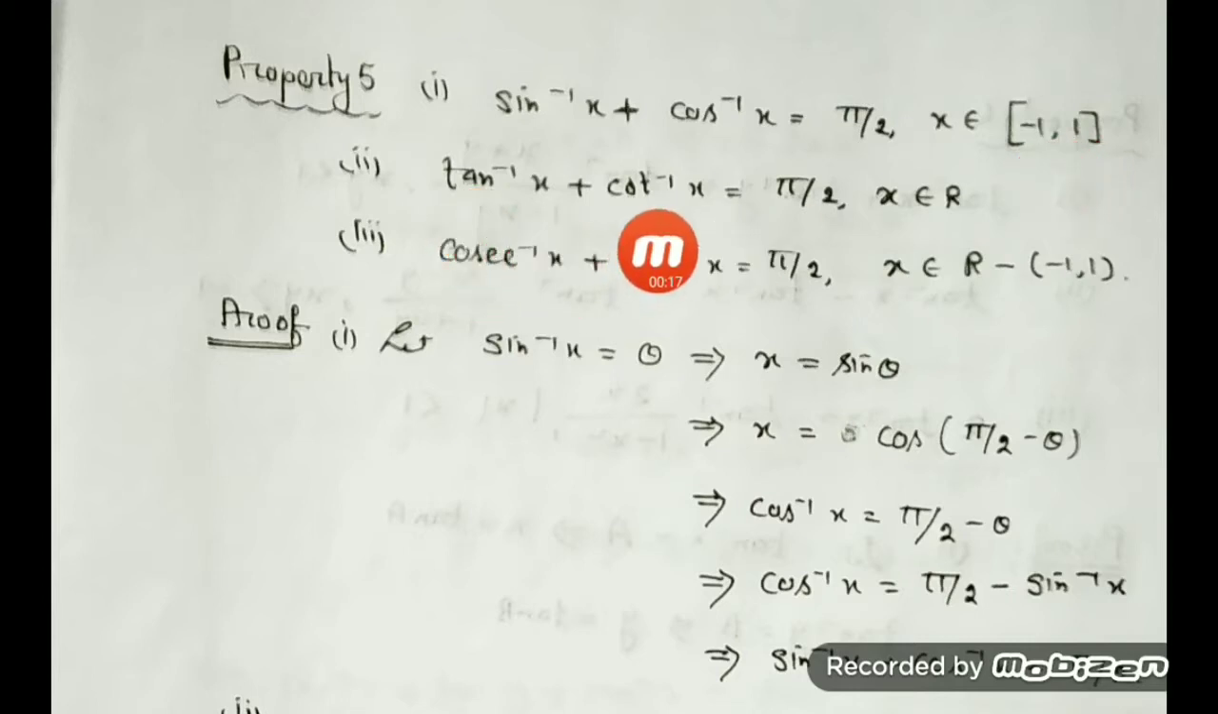Tan inverse of x and cot inverse of x, their sum is pi by 2, where x belongs to R. Cosec inverse of x plus sec inverse of x equals pi by 2, where x belongs to R minus the open interval minus 1 to 1. You see, the same interval values.